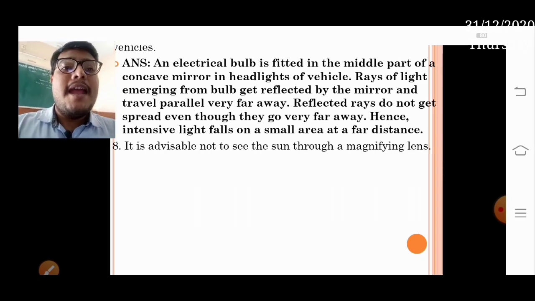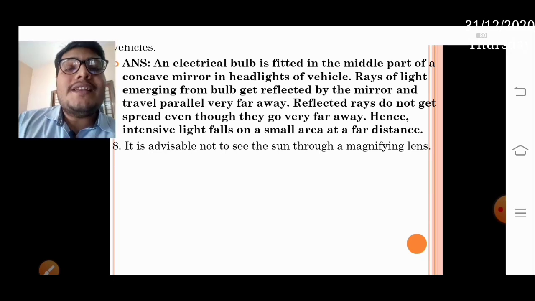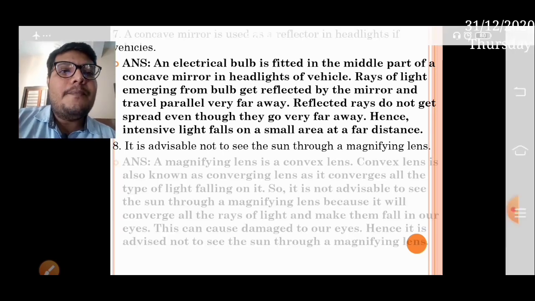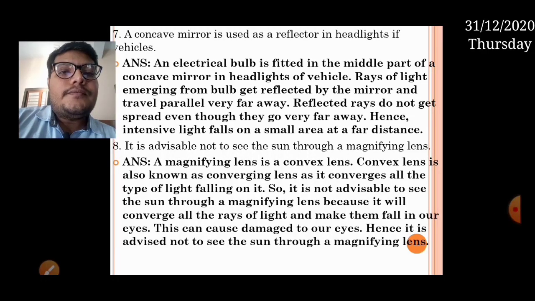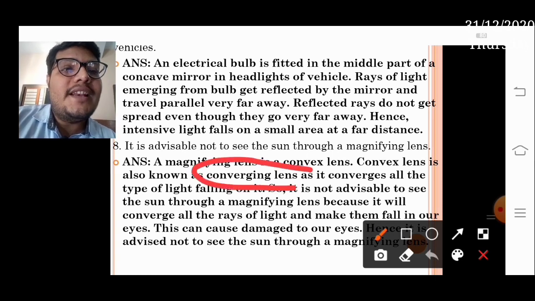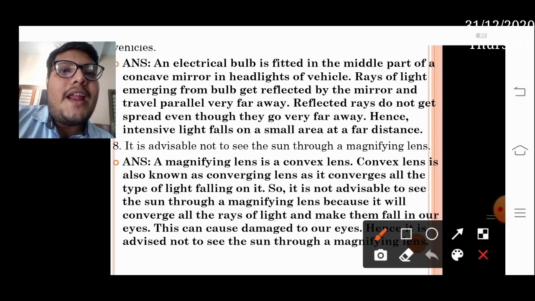Okay, see number 8. It is advisable not to see the sun directly through a magnifying glass. As you all know, a magnifying glass is a convex lens, and a convex lens will converge the light. So let's see a specific reason for that. See here, a magnifying lens is a convex lens. As I told you, a convex lens is also known as a converging lens, as it converges all types of light falling on it.